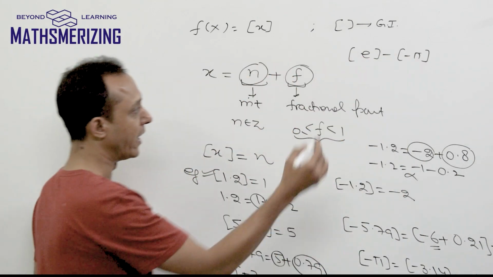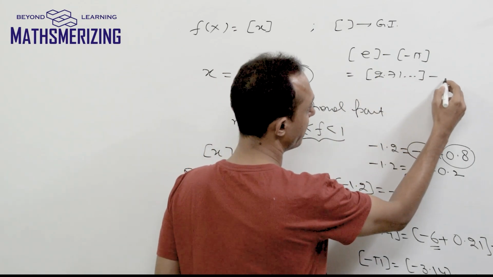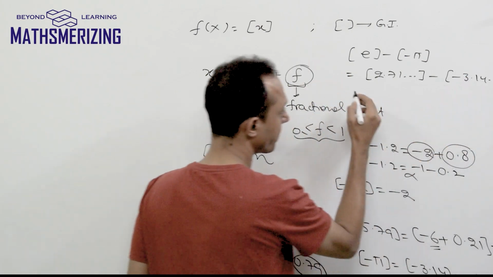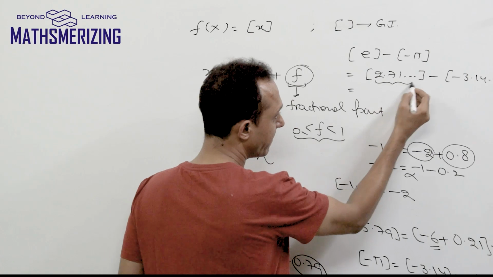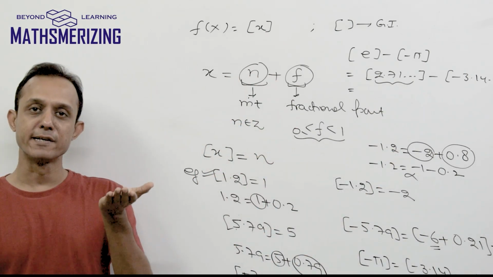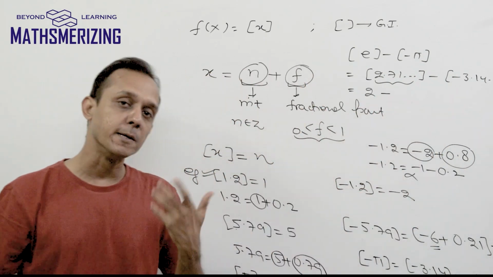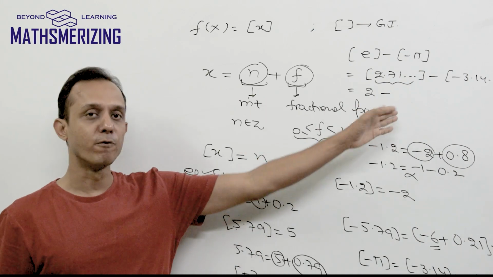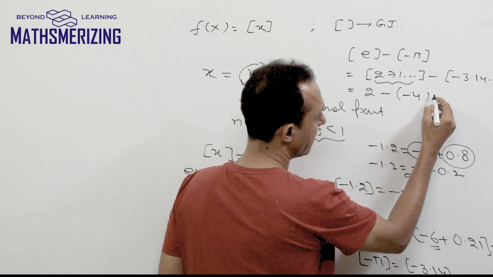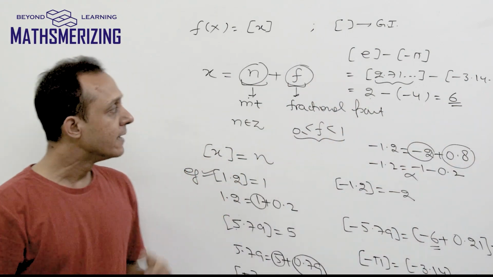Now say for example, I need to find the value of greatest integer function of e minus pi. Now I know that the value of e is 2.71 something, and minus 3.14. Now what is greatest integer function of 2.71? It is 2 plus 0.71, so its integral part is simply 2. And then minus 3.14 is minus 4 plus a positive fraction, so its greatest integer function will be minus 4. So 2 minus of minus 4 is 6. So the answer to this question is simply 6.